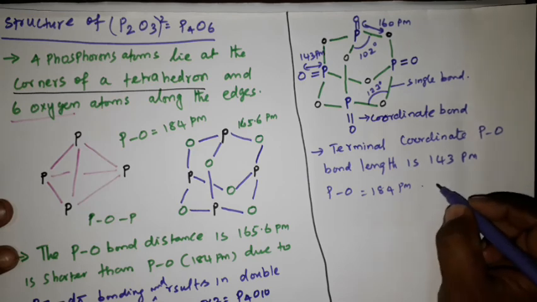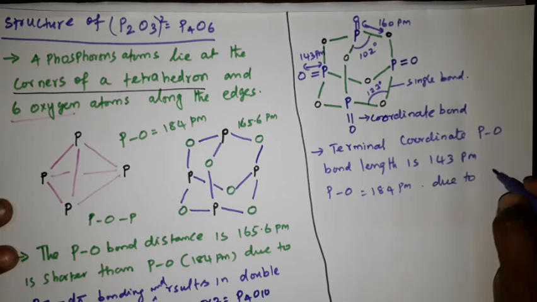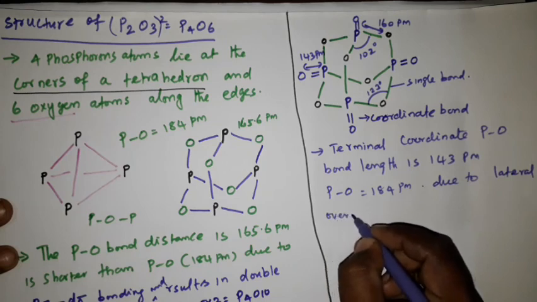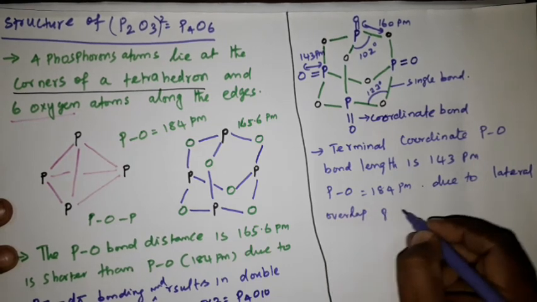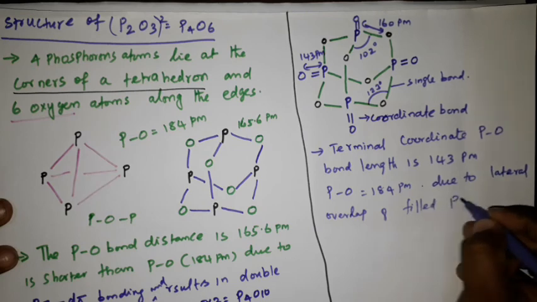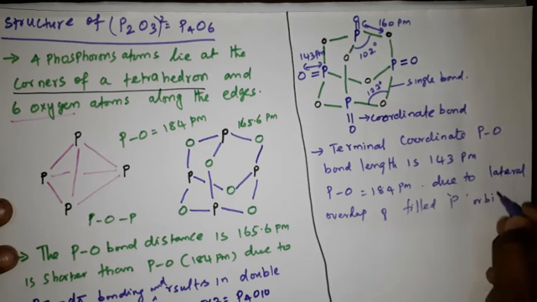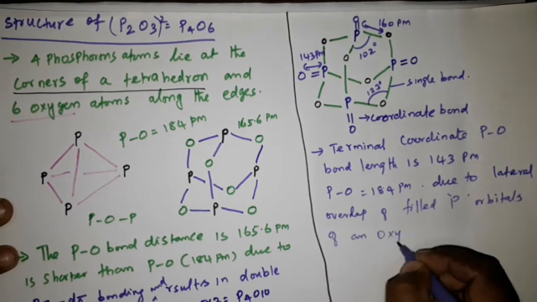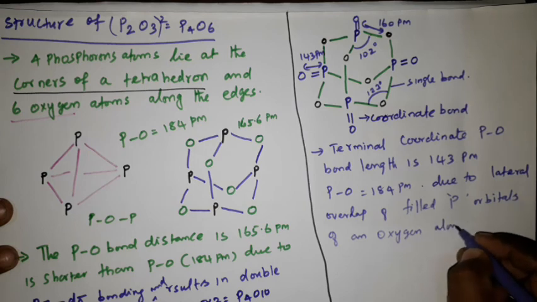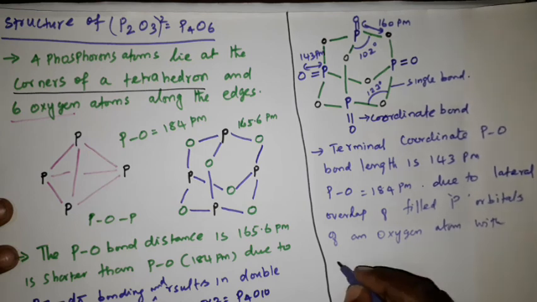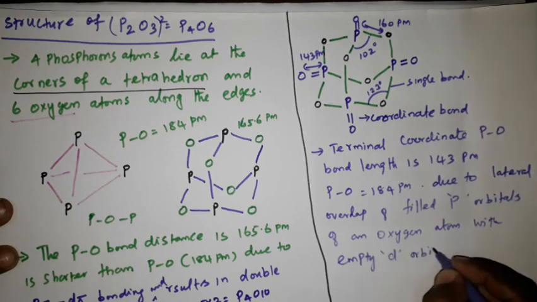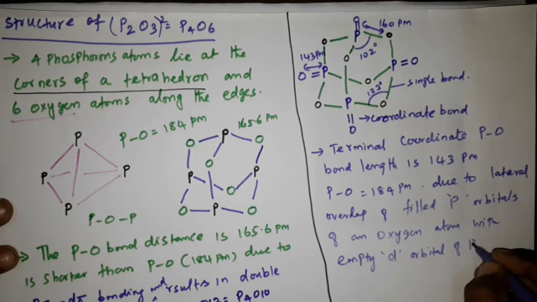Actually the reason is due to the lateral overlap of filled p orbitals of an oxygen atom with empty d orbital of phosphorus atom.